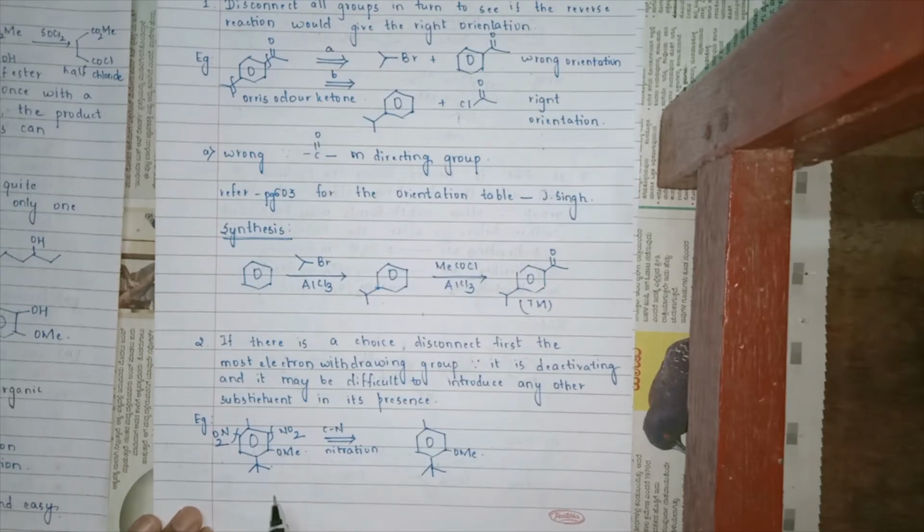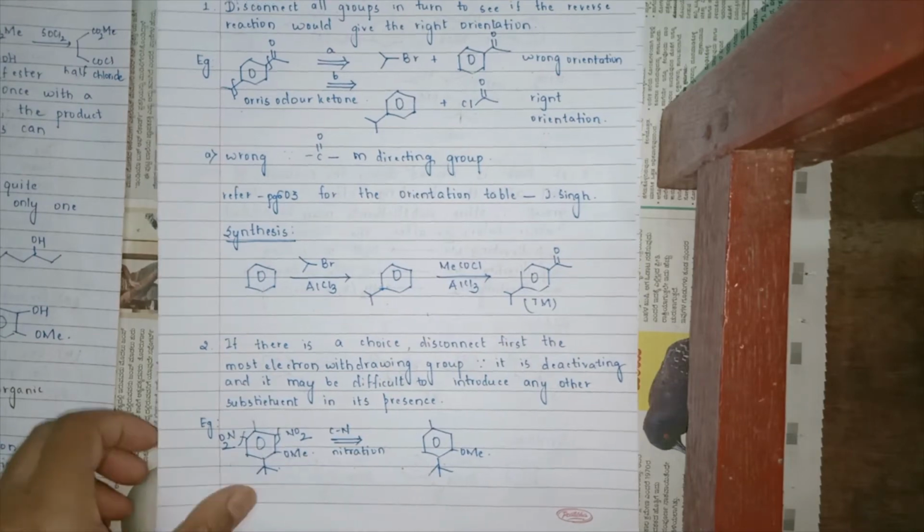So what we will do is, first we have to try to disconnect the most deactivating or electron withdrawing group. By C-N disconnection of nitration, I will be disconnecting these nitro groups. The other groups shall remain.